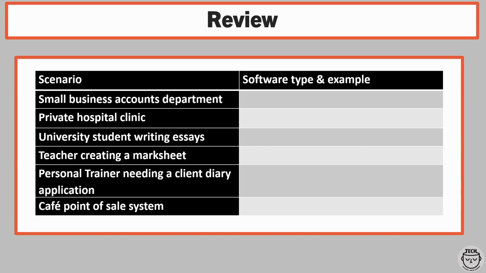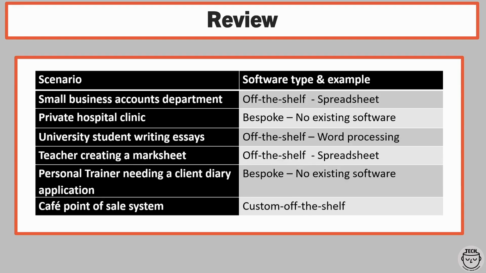Okay, hopefully that's enough time. So here are my answers. I've gone for small business accounts department: might just want off the shelf. It's going to use a spreadsheet like Excel. Notice that I've not put Excel, I've put spreadsheet, because you don't get any marks for brand names with OCR.